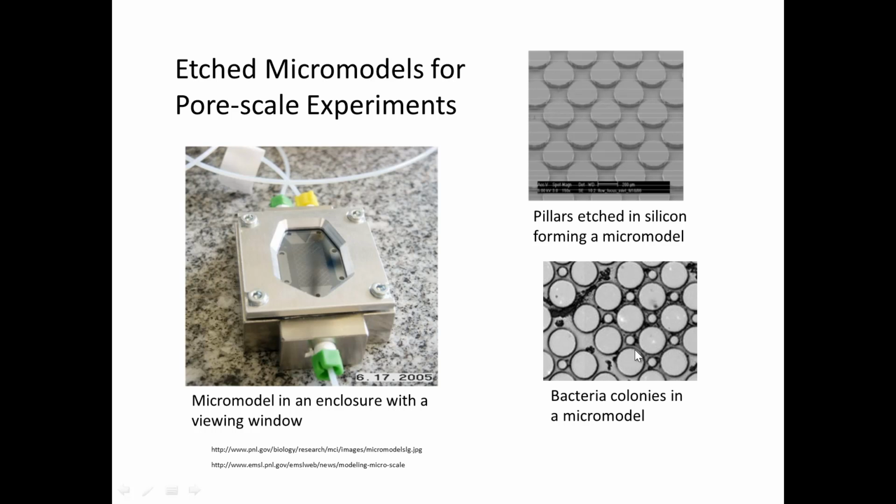And in this case, what you see is this black material. These are bacteria colonies that are forming in the pore structure during an experiment. So some kind of a reactive fluid is put in there. It causes the bacteria to grow. And the real beauty of micromodels is that because they're transparent, you can view the processes that are occurring within the pores.